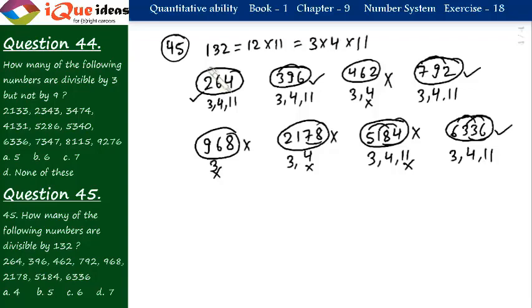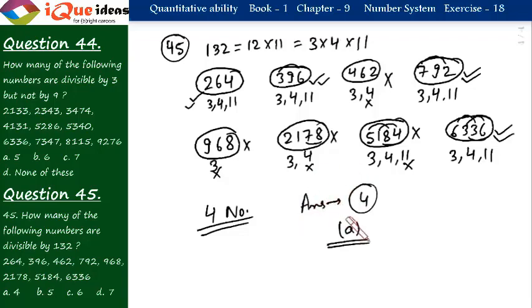So our answers would be 264, yes. 396, yes, 2 numbers. 462, no. 792, yes, 3 numbers. 968, no. 2178, no. 5184, no. 6336, yes. So total 1, 2, 3, 4. So there are 4 such numbers, right? So our answer to the question would be 4, which is option A.